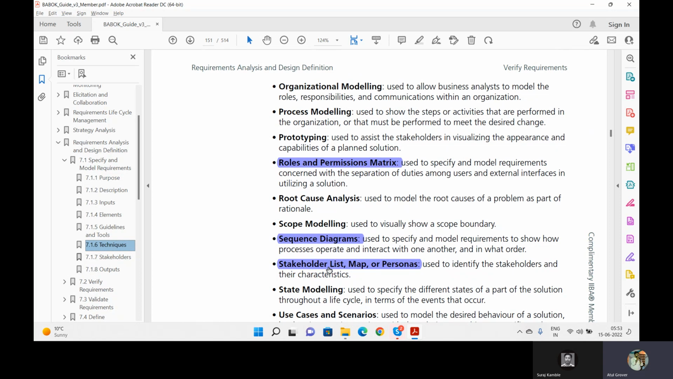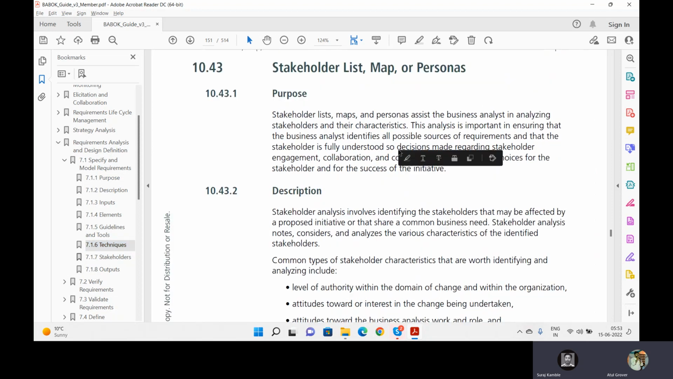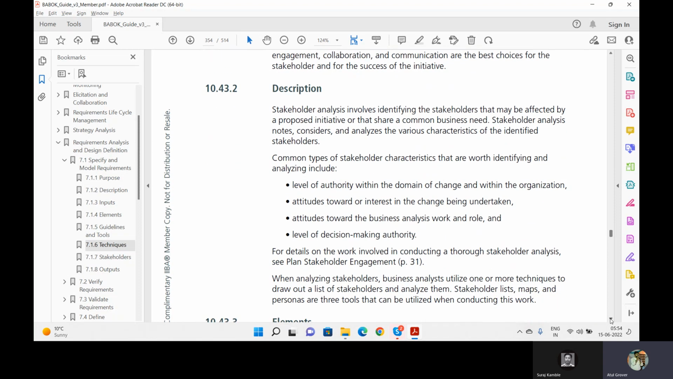And the last one is called the stakeholder list, map and persona. As the name indicates, when you want to interact with your customers and stakeholders, specifically on the modeling part, you should know who my stakeholder is and which persona they belong to. If you remember, we have done our stakeholder management topic. I'll bring the two important things here. When you're working on the stakeholder list, map or persona, you have to do something like this.